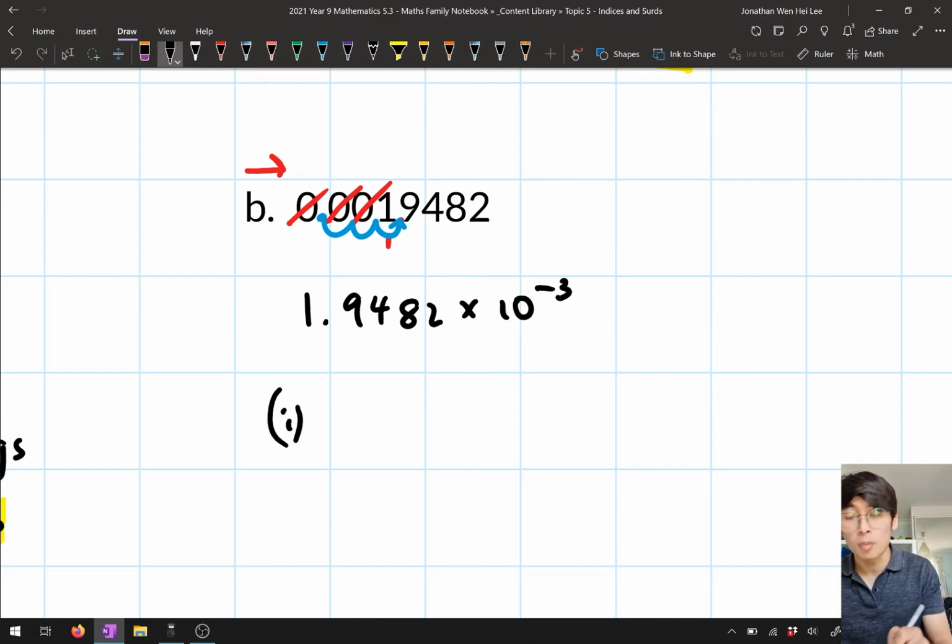What we want to do now is incorporate the significant figures. So the first part was 2 significant figures. If I want to round this to 2 significant figures, all I do is I look at my number.